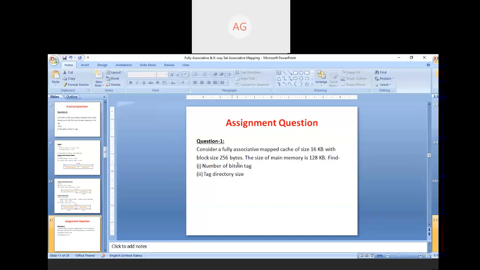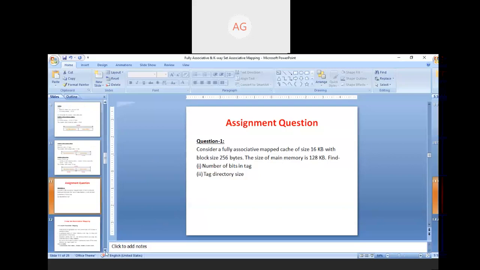So this is the assignment question. You need to solve these questions in your assignments. Today I am going to create the assignments in the Google Classroom. After that you will solve these assignments and submit them by next week. This assignment question is based on fully associative mapping. So moving to the next slide, this question you need to solve in your assignments.